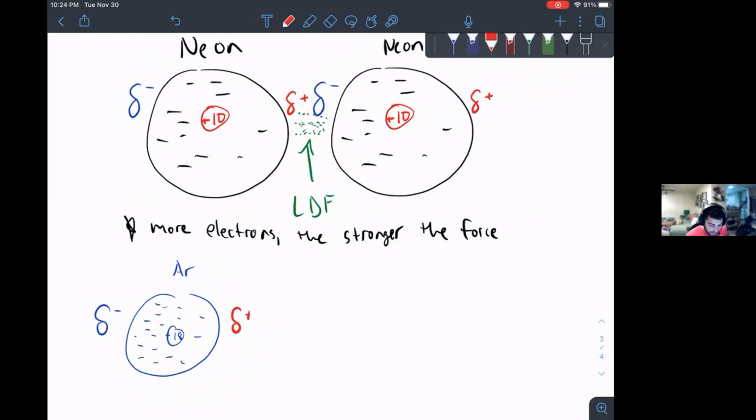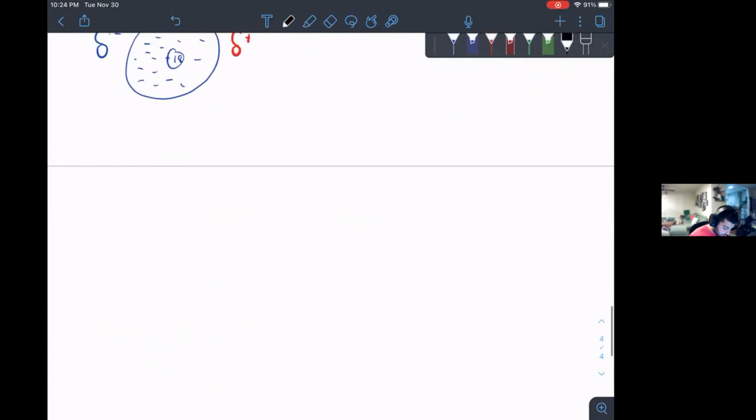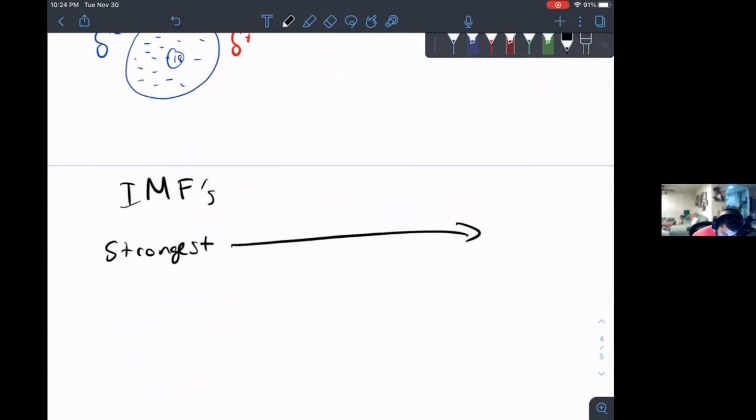So with that said, I just want to conclude on one final note. Our IMFs from strongest to weakest are going to be H bonds, hydrogen bonds, then dipole-dipole, then LDFs.